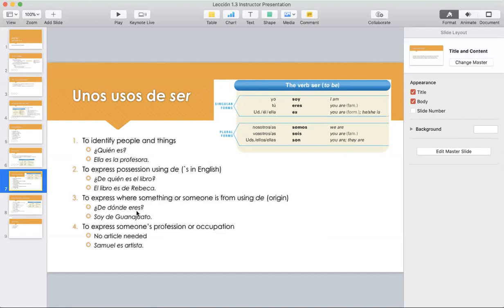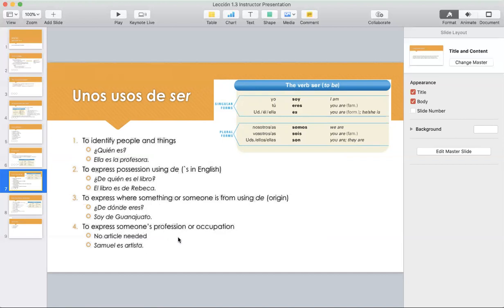And here again, if we go on the chart, eres, you see how here we do not have the tú added because it's implied that we're asking directly to someone and it's the informal. ¿De dónde eres? Where you're from? Soy de Guanajuato. So again, here you see the soy. We're not using the yo in front of it because it's implied.